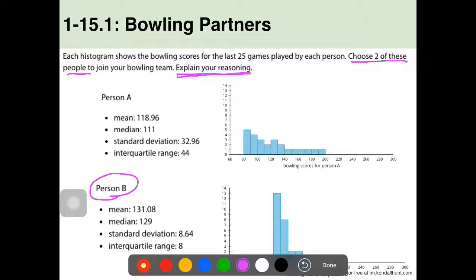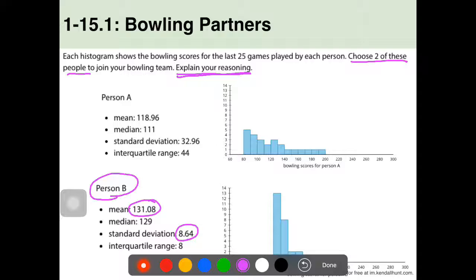Okay, now that you've chosen your bowling team, hopefully you are able to explain your reasoning here. I'll explain my reasoning for the two that I chose. Again, it doesn't really matter who you choose, it's that you can explain why. So the first person that stood out to me was person B. They have a pretty high average score for their game, and they have a pretty low standard deviation compared to the others. So this seems like this person is consistently getting pretty high scores at bowling.